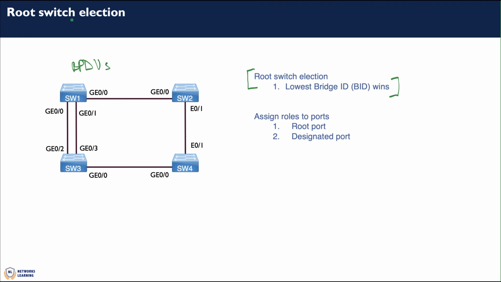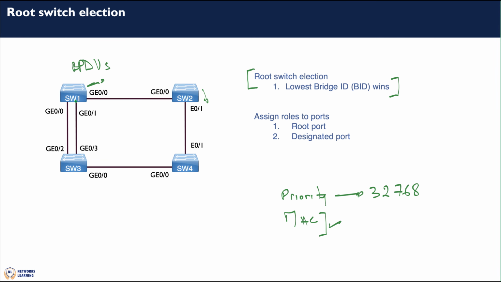So switch 1 will be sending the BPDUs claiming to be the best. Switch 2 will be doing the same. Switch 4 will be sending BPDUs claiming I'm the root switch, and so will switch 3. Out of all these 4 switches, one switch will have the lowest bridge ID. And remember, the bridge ID is made of a priority and a MAC address. The priority, if left to default, will be the same. So the tiebreaker will be the MAC address. So the lowest MAC address will win.